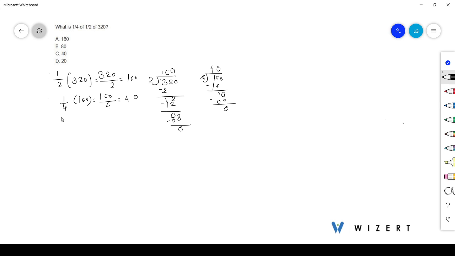So 1/4 of half of 320 is 40. So from the available options, we have option C.